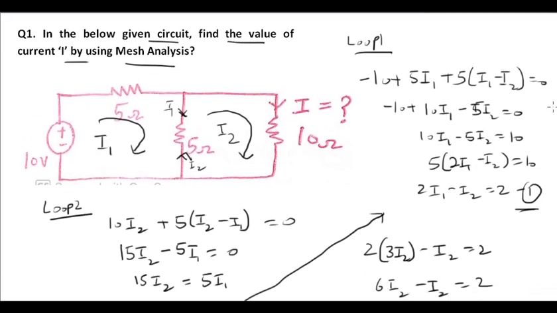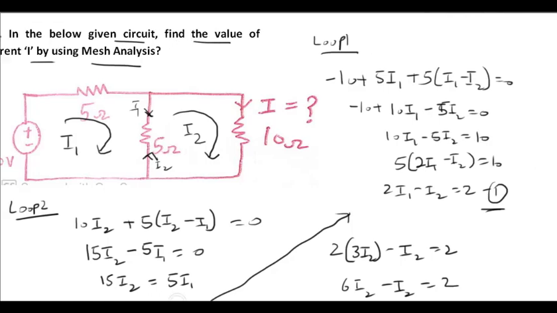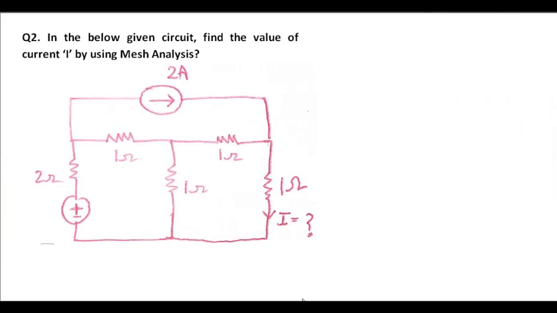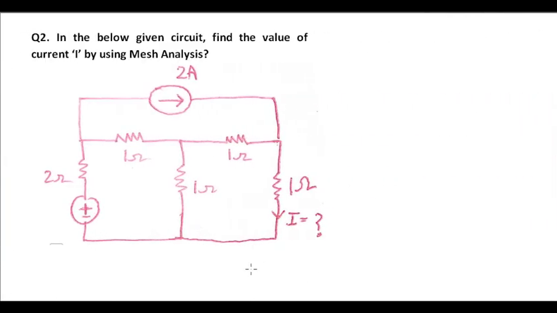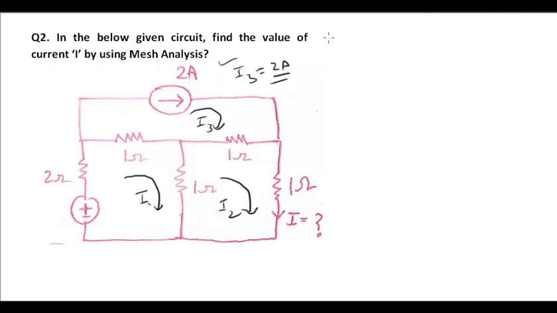Now, we will do a second question based upon our mesh analysis. First of all, we have to identify the number of loops: first I1, I2 and I3. From this we can say that I3 is equal to 2 ampere. Now we have to apply the KVL in two loops only, that is I1 and I2, because in I3 we have the current already, I3 equal to 2 ampere.